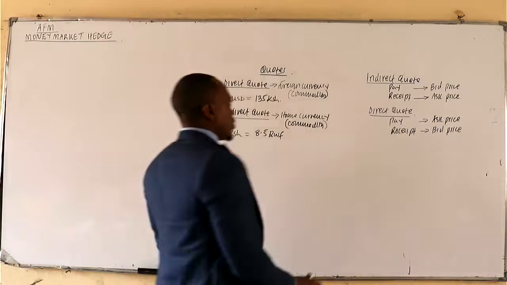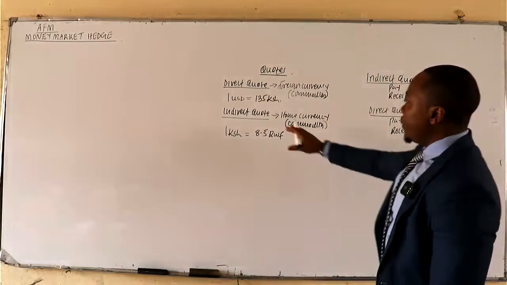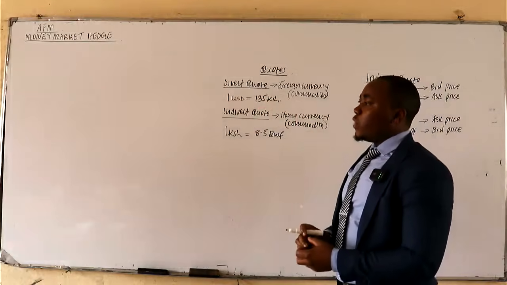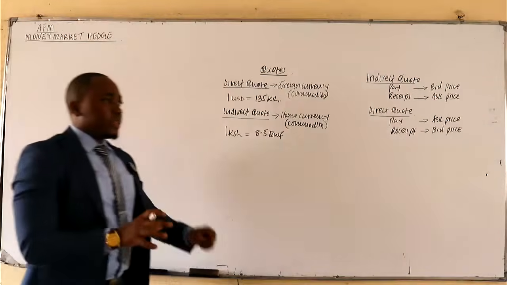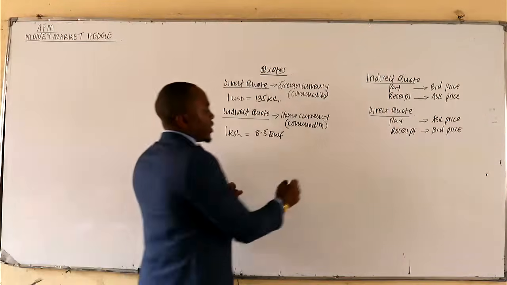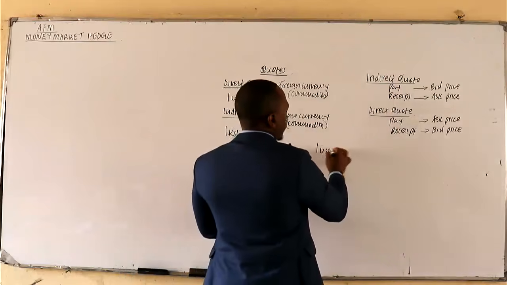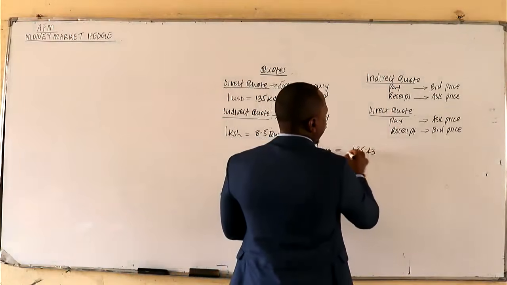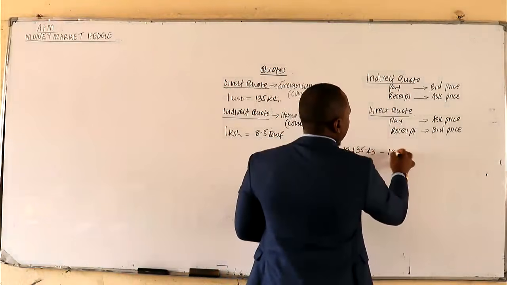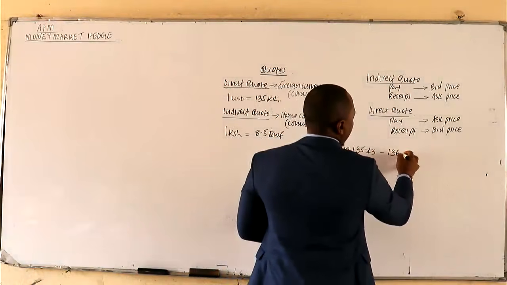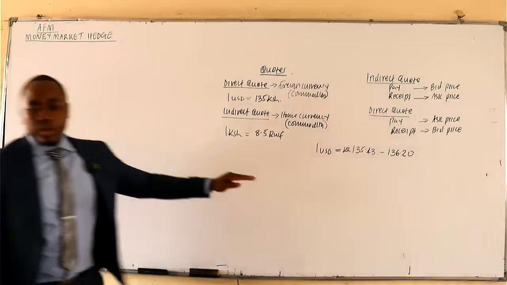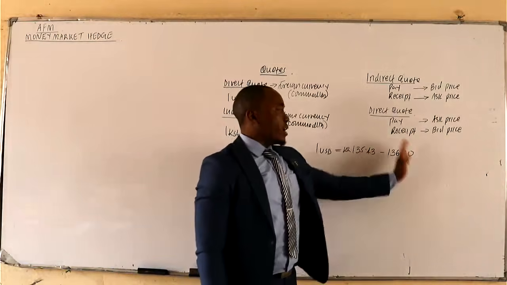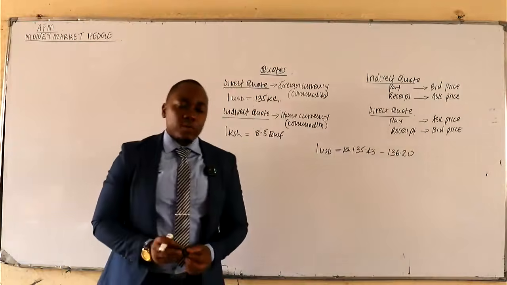I want to give you another concept. If 1 USD is equal to 135 Kenyan shillings, when you go to the bank, sometimes rates are quoted in ranges, meaning buying and selling. For example, you're given a rate like 1 USD is equivalent to 135.43 to 136.20 Kenyan shillings. Now, what does that mean?